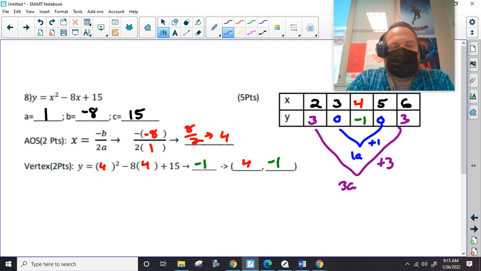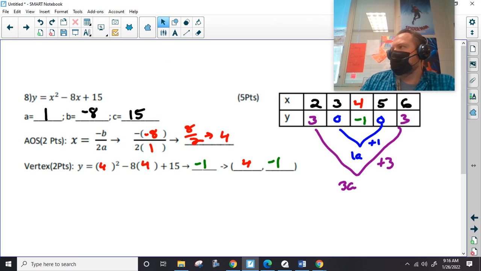Now, what I could do is I could change this problem. No, that would be bad. I don't know. I'll figure it out. All right. So we're good with number 8. And I'll have these completed notes uploaded to Schoology as soon as we get done.